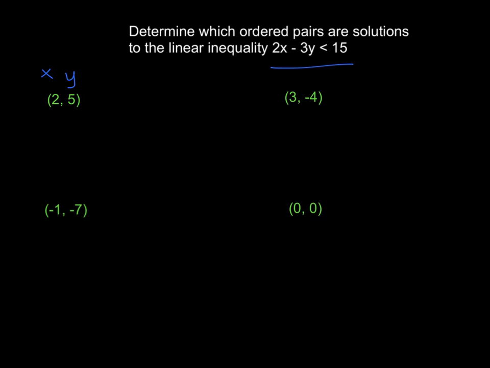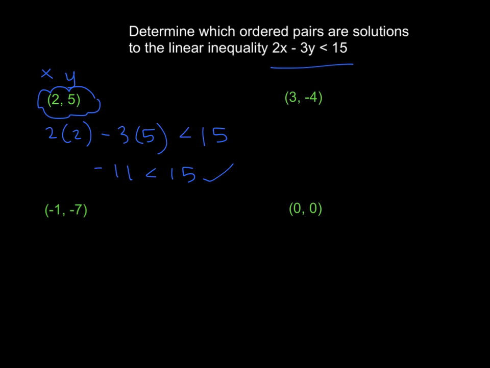For example, here I have 2 times 2 minus 3 times 5, and I want to know, is that less than 15? Well, 2 times 2 is 4. And 3 times 5 is 15, and 4 minus 15 is equal to negative 11. So the question is, is negative 11 less than 15? And of course, we know that that's true, so I know that this ordered pair is part of the solution to this inequality. Now, with an inequality, it's not just going to be one solution. There could be multiple solutions.